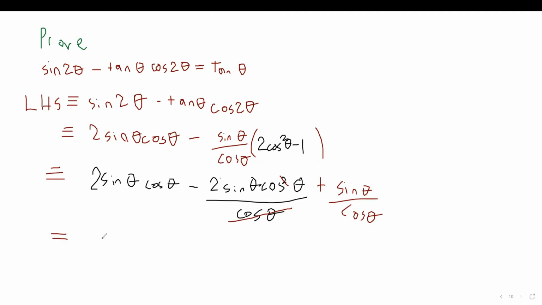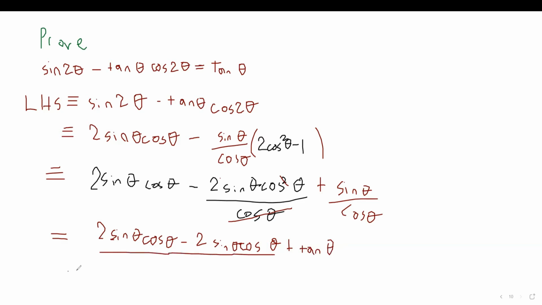Just to show it a little better, you have 2 sine theta cos theta minus 2 sine theta cos theta, and then we have plus tan theta. That part we know is 0. Then we have a plus tan theta. So it ends up equal to just tan theta, which is our right hand side. So that's how you do this. You don't have anything to worry about.